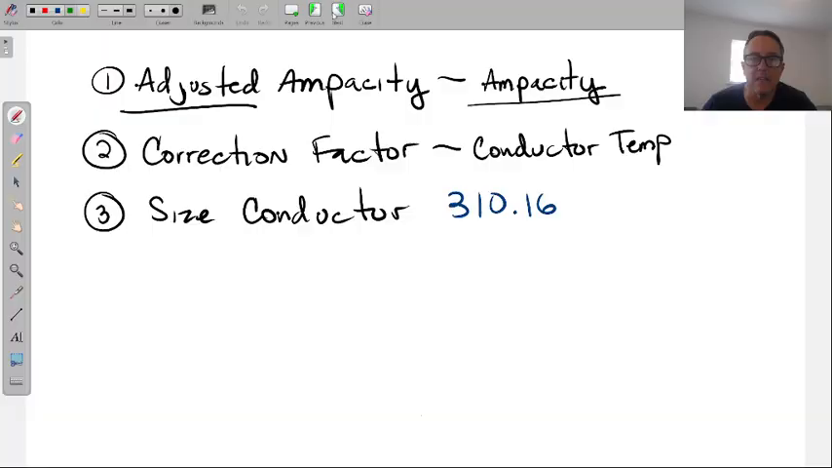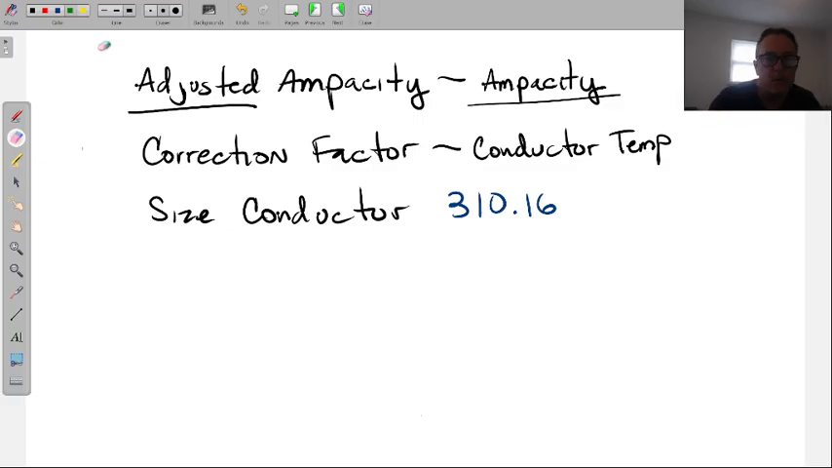And these are the two things. These are not like steps or anything. I don't even know why I numbered them. OCD, probably. I just need to structure it, but it's just random, right? They have nothing to do with each other. Adjusted ampacity, correction factor, and size the conductor, which, again, as I said, I had here.